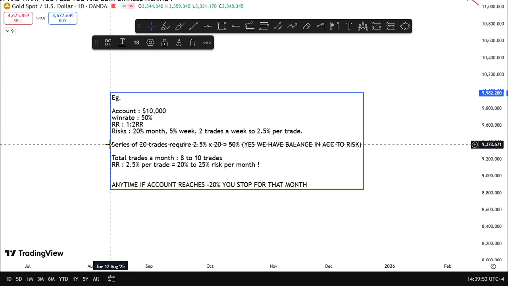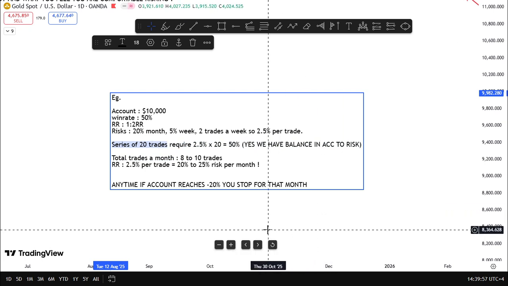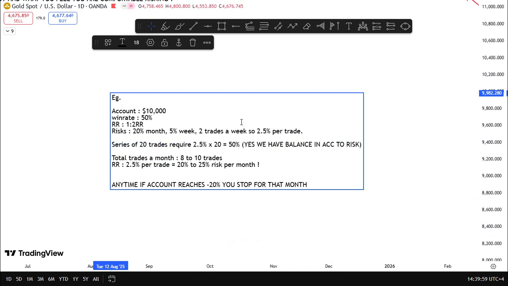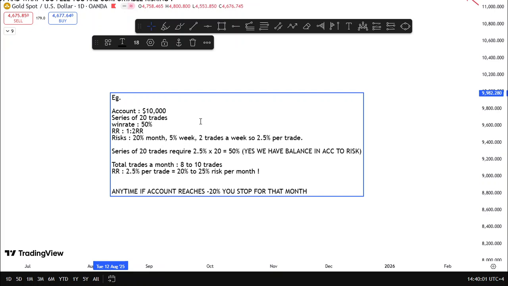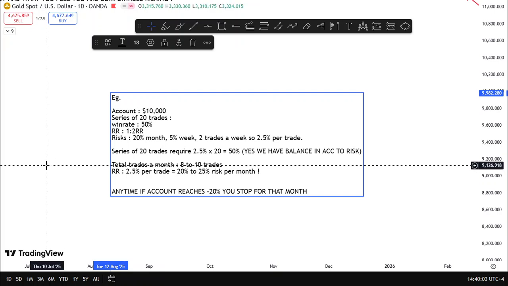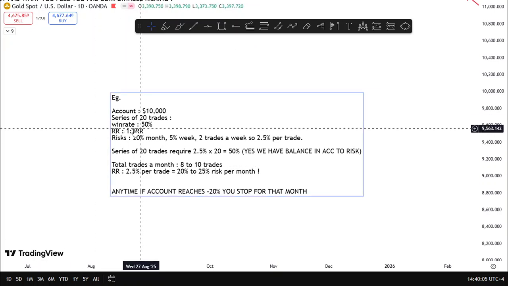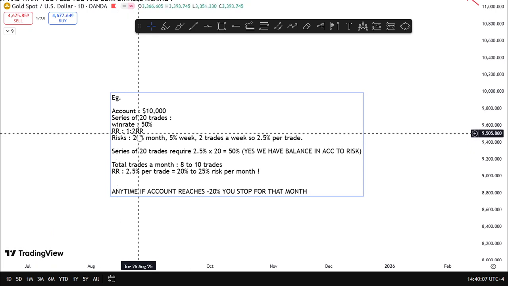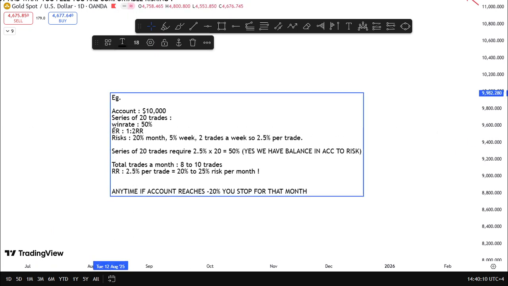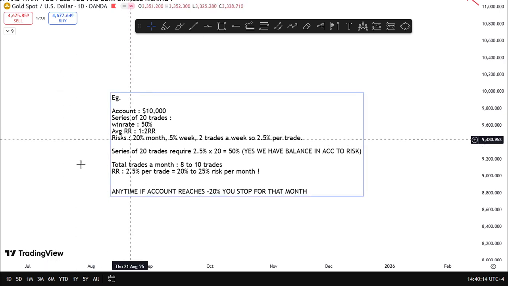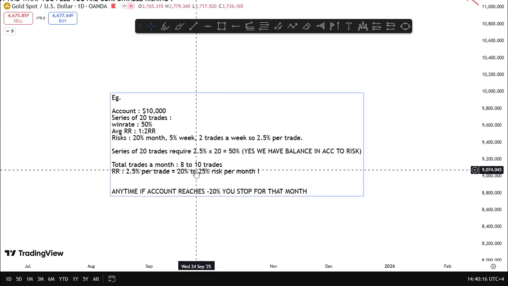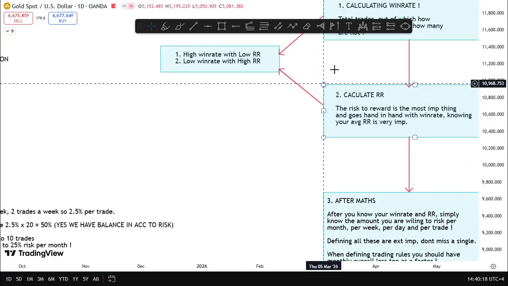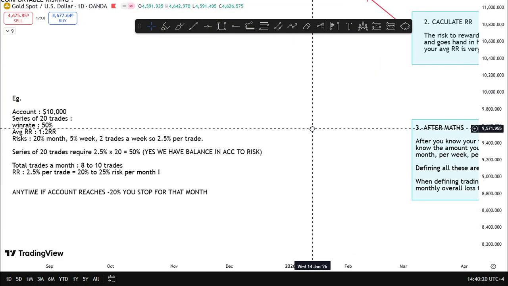First of all, this is the very important point. Series of 20 trades. Let me copy this and paste it up. After a series of 20 trades we get to know that our win rate is 50%. Our average RR, see, sometimes you'll get a 1:3, sometimes you'll get a 1:4. Your average RR is 1:2. Now what are my risks as defined over here? See, the third point, aftermath.